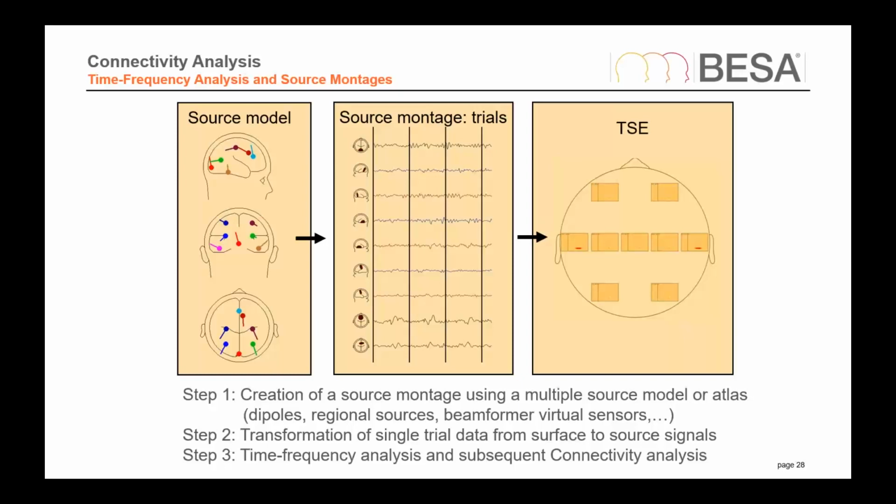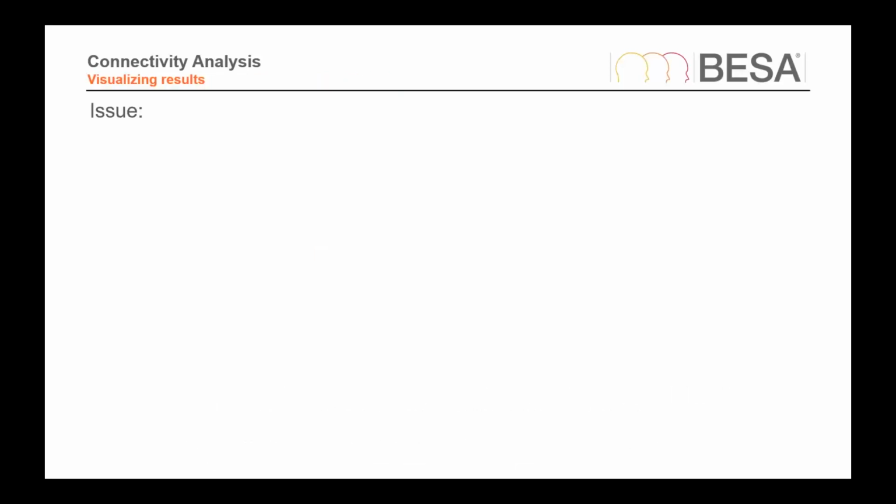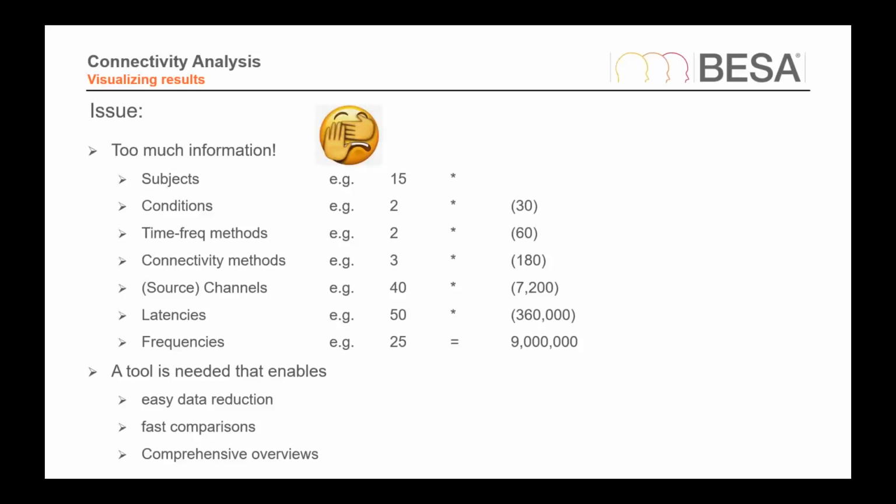Okay, so that was quite a bit of theory bombarded you with. And one more thing is that we have a complete pipeline now, but an issue is now we maybe have too much information. So let's assume we have 15 subjects. We have 2 conditions that we want to analyze in these subjects. We maybe want to try out 2 different time frequency methods and 3 connectivity methods. Then we have identified 40 source channels that we are interested in. We're looking at 50 latencies and 25 frequencies, and then we end up with 9 million data points.